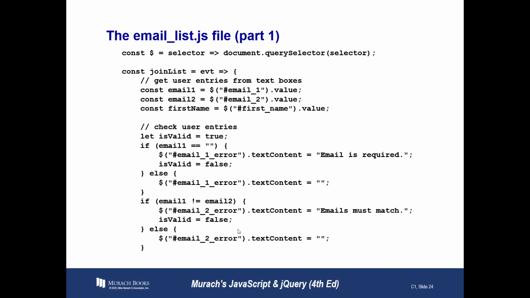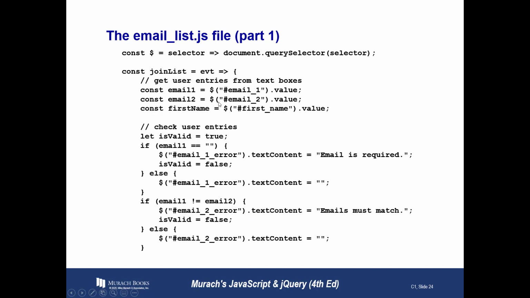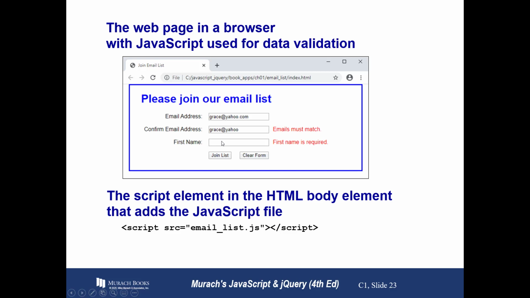Now, this is the first chapter of the book, so I don't want to spend a lot of time going over this. All right. Here we're using a $ sign for what I like to call an alias. It just makes it so we have to type in a little less code. And what are we doing here? Well, email 1 is going to be whatever we put into here. Email 2 is going to be whatever we put into here. And first name is going to be whatever we put into here.